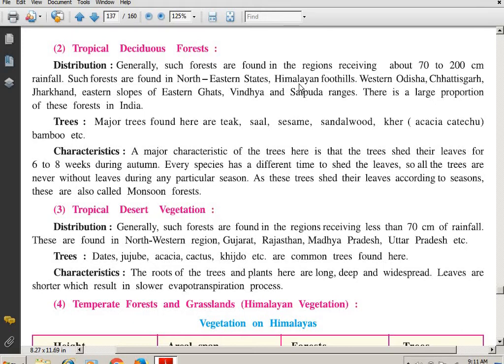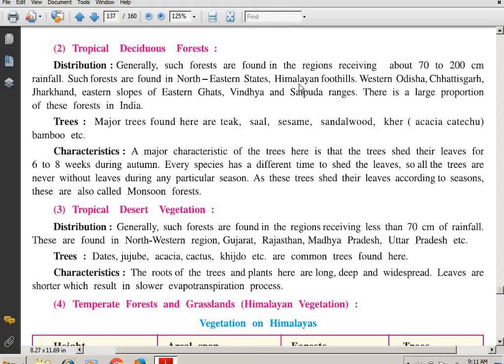How much rainfall do they receive? 70 to 200 centimeter. Now which trees have been found, students? Major trees found here are teak, sal, sesame, sandalwood, kher, that is acacia catechu, and bamboo.